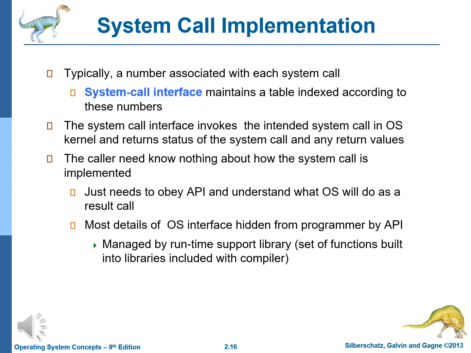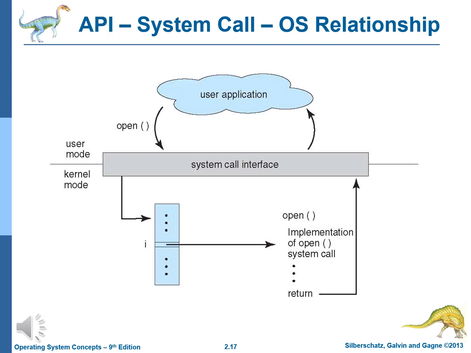The caller need know nothing about how the system call is implemented or what it does during execution. Rather, the caller only needs to obey the API and understand what the operating system will do as a result of the execution of that system call. Thus, most of the details of the operating system interface are hidden from the programmer by the API and are managed by the runtime support library. The relationship between an API, the system call interface, and the operating system is shown in this figure, which illustrates how the operating system handles a user application invoking the open system call.